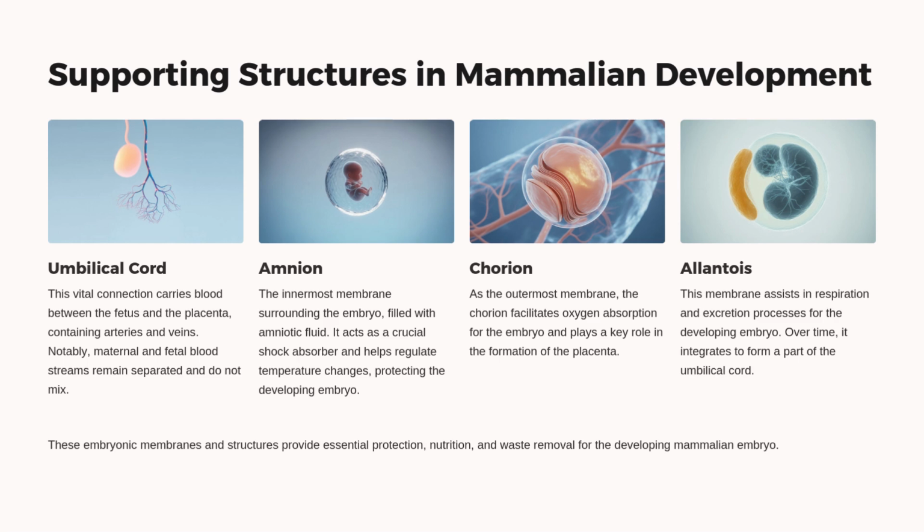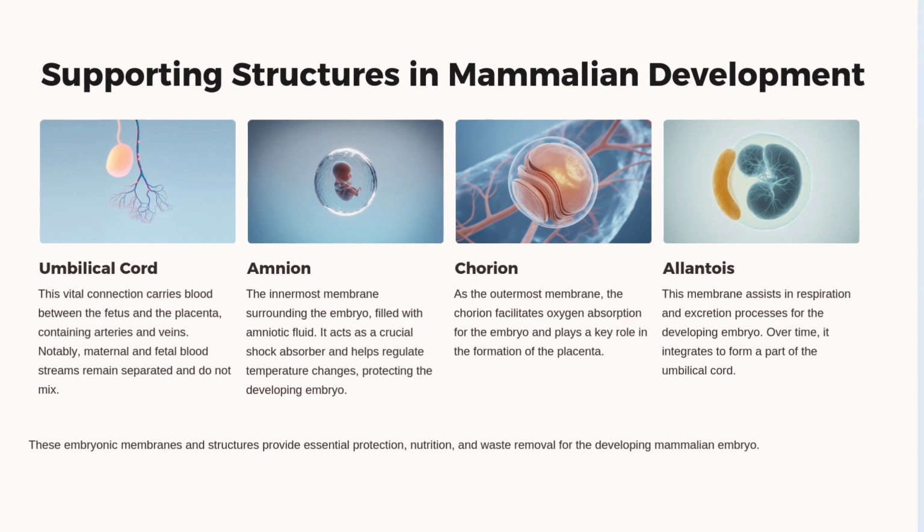Chorion. As the outermost membrane, the chorion facilitates oxygen absorption for the embryo and plays a key role in the formation of the placenta. Allantois. This membrane assists in respiration and excretion processes for the developing embryo. Over time, it integrates to form a part of the umbilical cord. These embryonic membranes and structures provide essential protection, nutrition, and waste removal for the developing mammalian embryo.